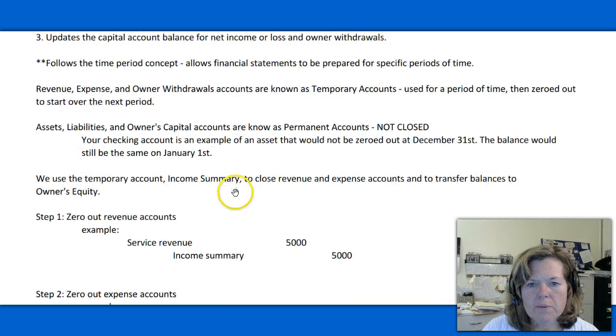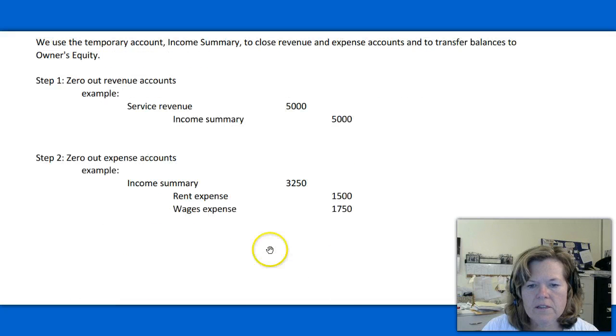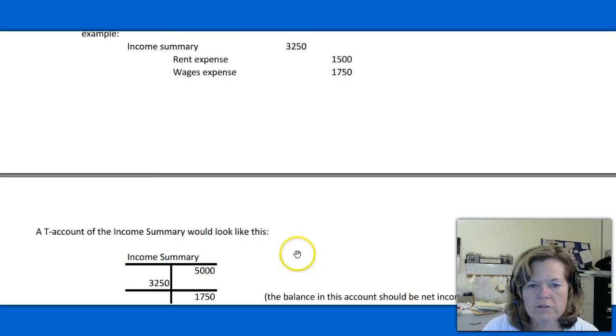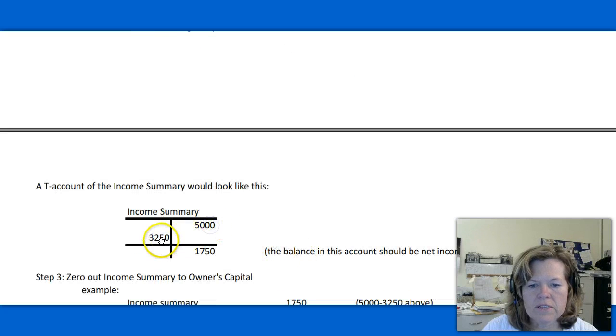So based on my entries up here, I've got a credit of $5,000 to income summary and a debit of $3,250 to income summary. You can see I've listed those here in my T account. What I'm going to do is calculate the balance, and the balance is a credit of $1,750. A good double check, and you know I like to double check my work if I can, the balance in this account should be the net income or loss on your income statement.